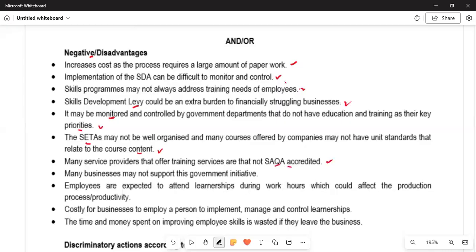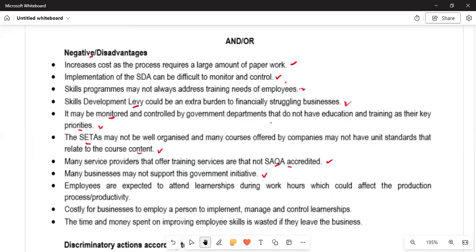Many businesses may not support this government initiative. Once they don't support this government initiative, it simply says they are not going to comply with this act. And thus, they will not be providing good services to their employees.